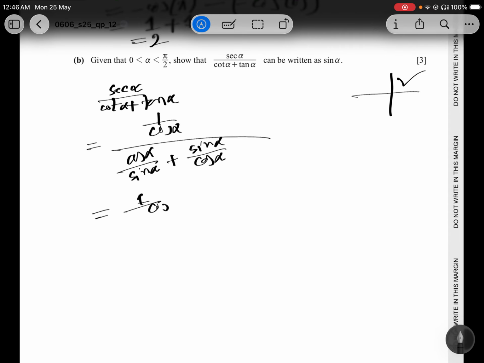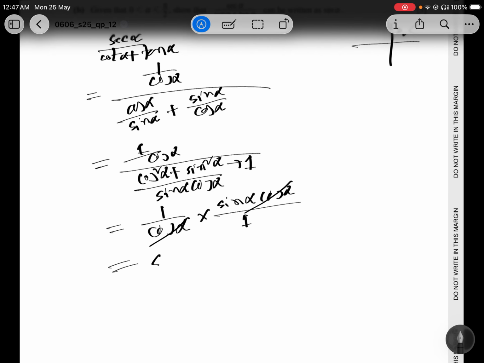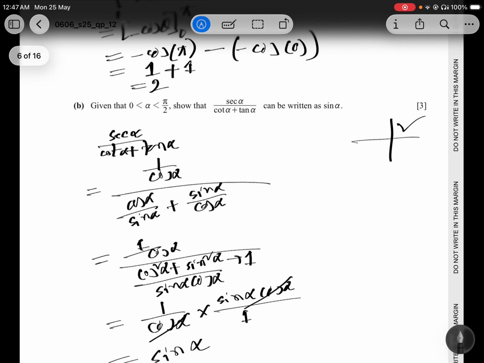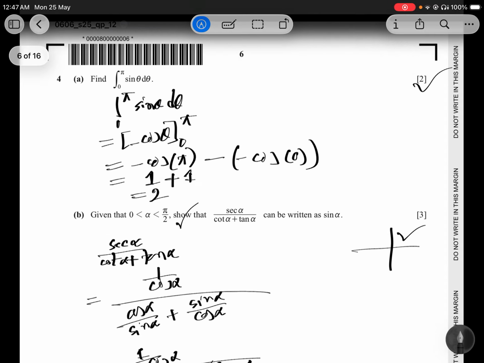Okay, 1 by cos alpha. Here is LCM sin alpha cos alpha. Okay, so it should be cos squared alpha plus sin squared alpha. So 1 by cos alpha on the top. I mean, this is 1 actually. So sin alpha cos alpha on the top and 1 on the bottom. Cos cut down, sin alpha. What we need to do? Show. That means showed. Okay. Nice question.